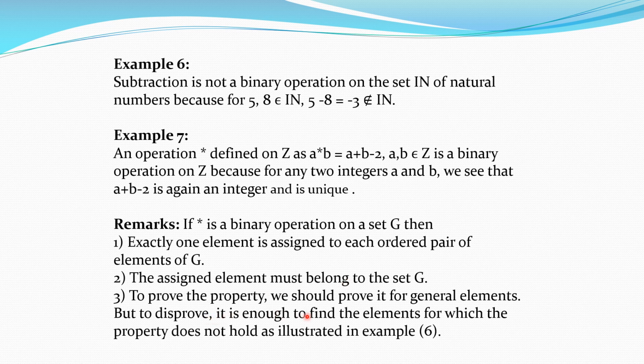Third, to prove the property, we should prove it for general elements. It means we cannot take elements like 2, 3 if the set is the natural number set. Whenever we are proving it in general, we have to take general, arbitrary elements like A, B, X, Y, etc. But to disprove, it is enough to find elements for which the property does not hold, as we have seen in this example 6. As here the property fails, instead of taking A and B, we have taken specific numbers for which the property fails.